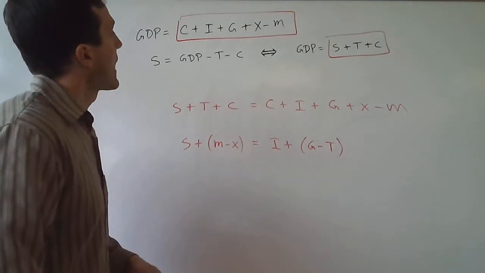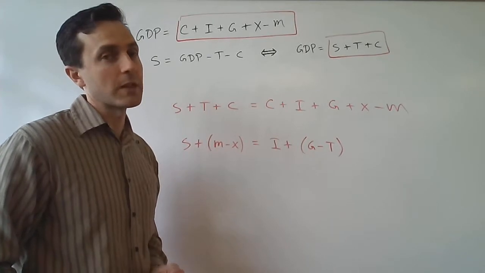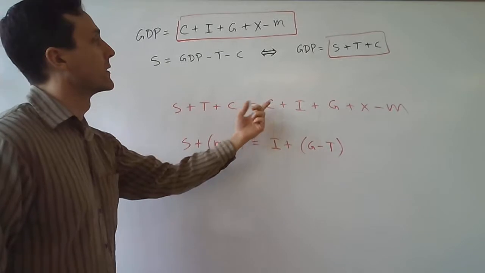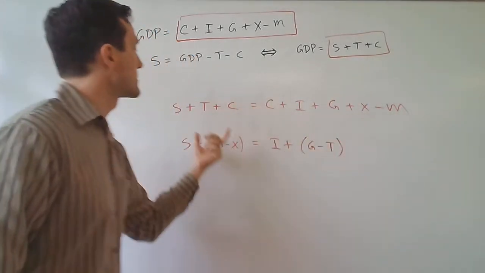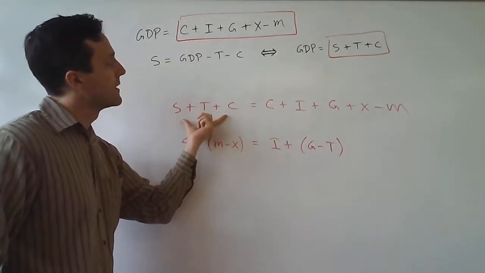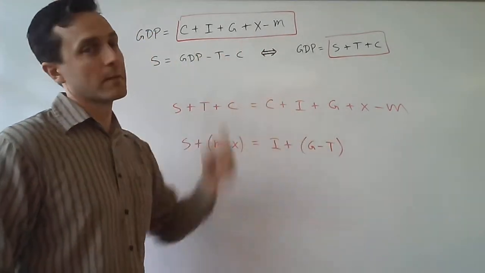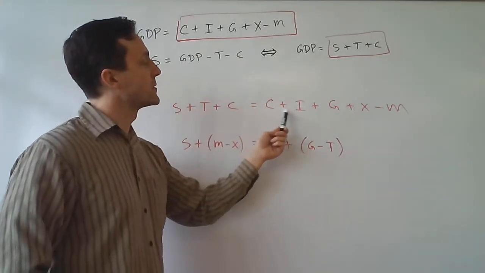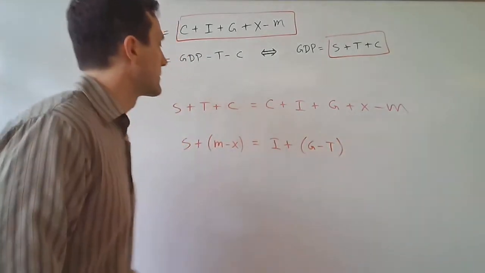Okay, so now we have two different expressions that are both equal to GDP, right? So they're both equal to GDP. That means that we can set them equal to each other, and that's what I do in red down here, right? So I take the fact that GDP is private savings plus tax revenue plus consumption. That must be equal to this expression up here on the right-hand side of this equation, right? So must be equal to consumption plus investment spending plus government spending plus exports minus imports, right?